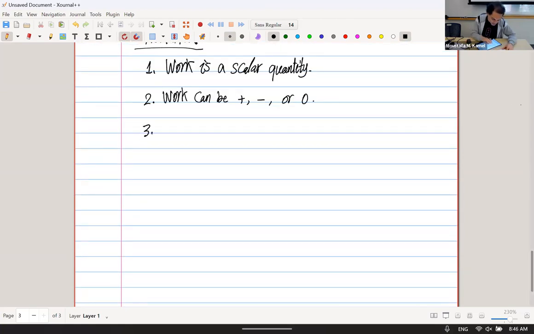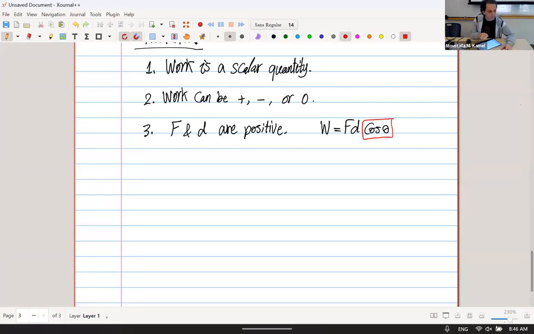The third remark is that quantities F and D are positive because these are magnitudes. It's the magnitude of the force and the magnitude of displacement. So the only thing that takes care of the sign in the work definition, as we define it as F D cosine theta, is the cosine theta part. Cosine theta cares about the sign.